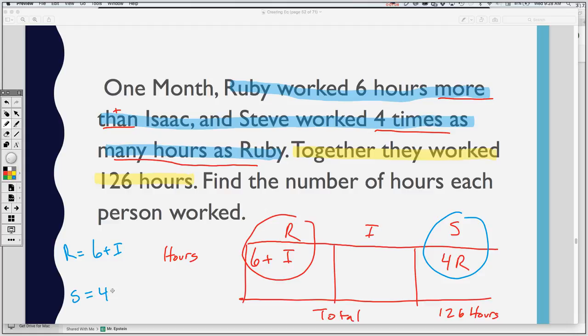Now, if I use this equation, does anyone see what it would be for Isaac if I solve for I? How would I move this 6 to the other side? Subtract it. So I is equal to what? R minus 6. So I'm going to use this first equation here to tell me what to put here. So I is R minus 6. Okay. Now together, they all worked 126 hours.